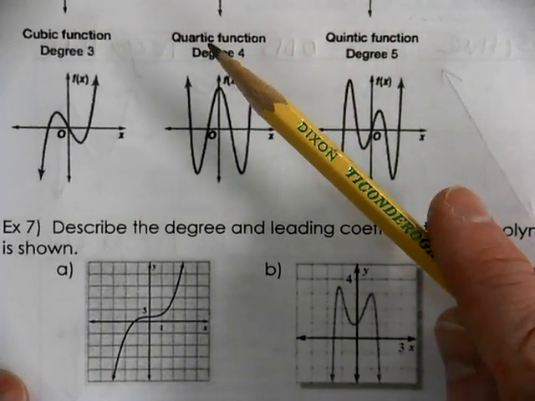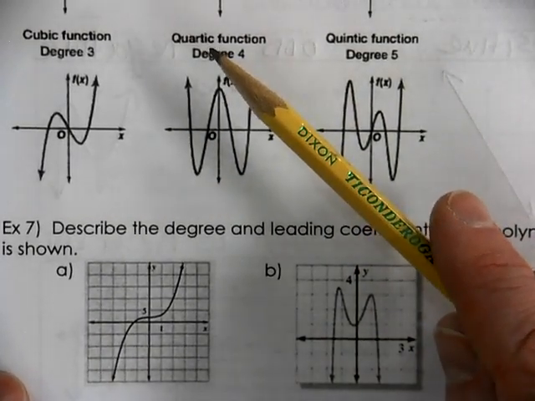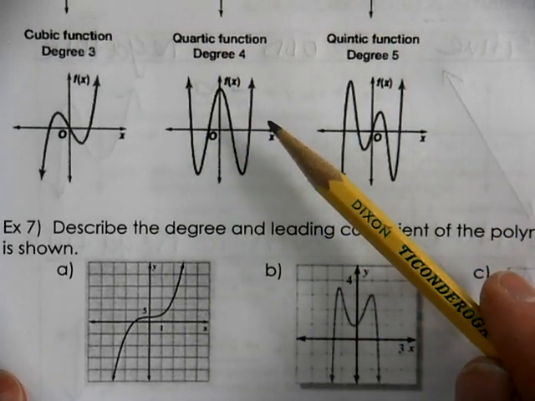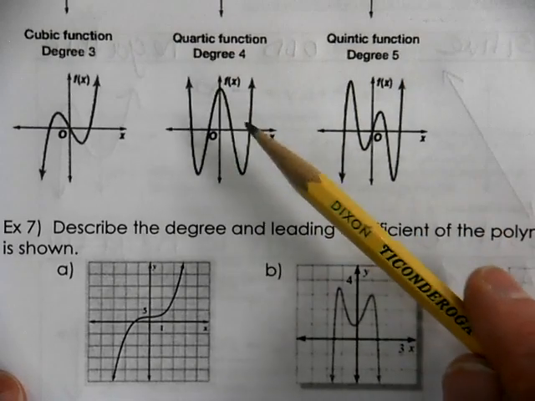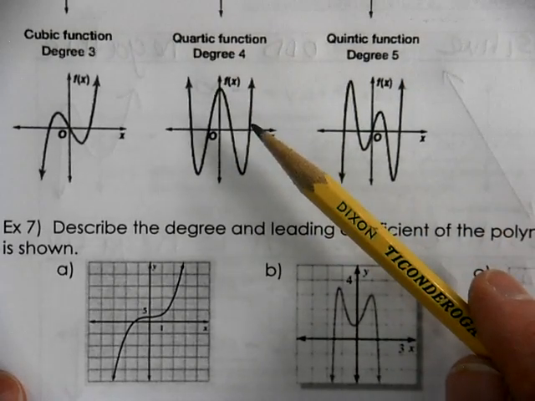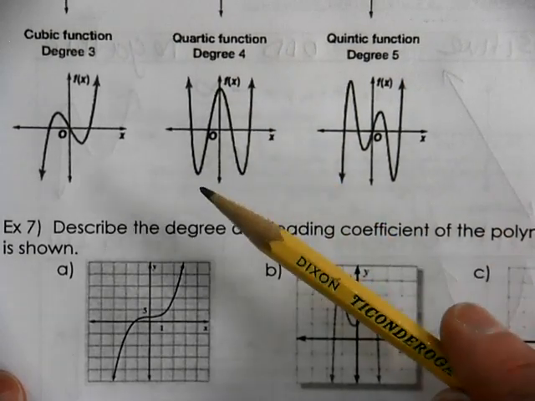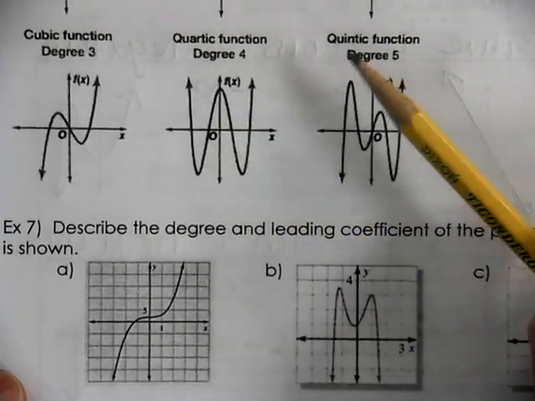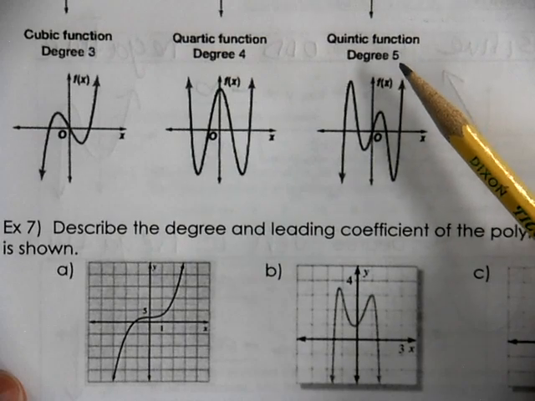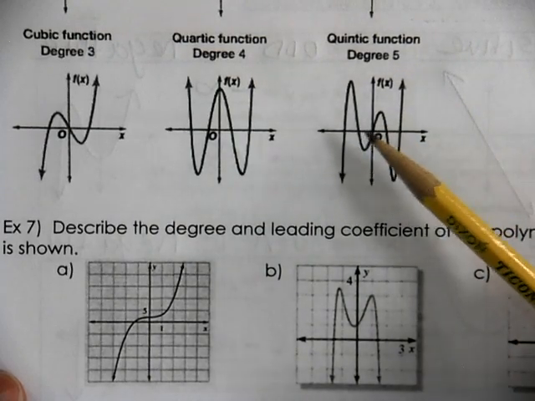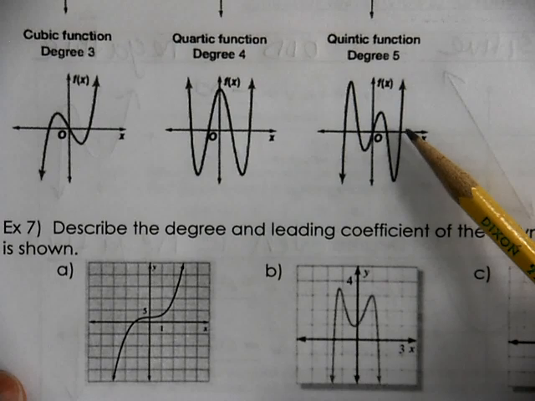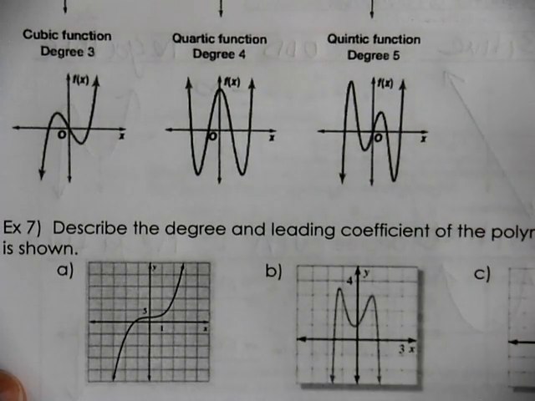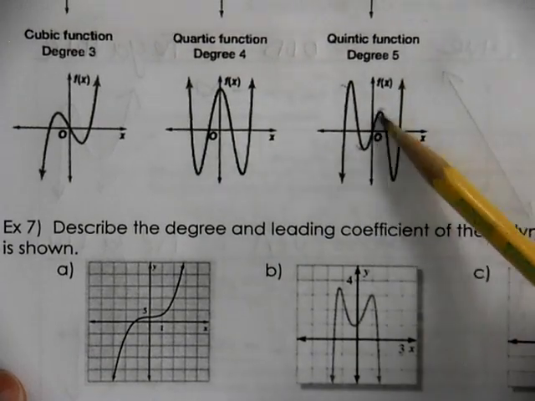Fourth degree, we call that quartic. It can cross up to 4 times. I showed you a graph that crosses 3 times. It's going to have 3 turning points. And then quintic, 5th degree, could cross up to 5 times, but doesn't have to be 5 times. Could be less. Going to have 4 turning points.